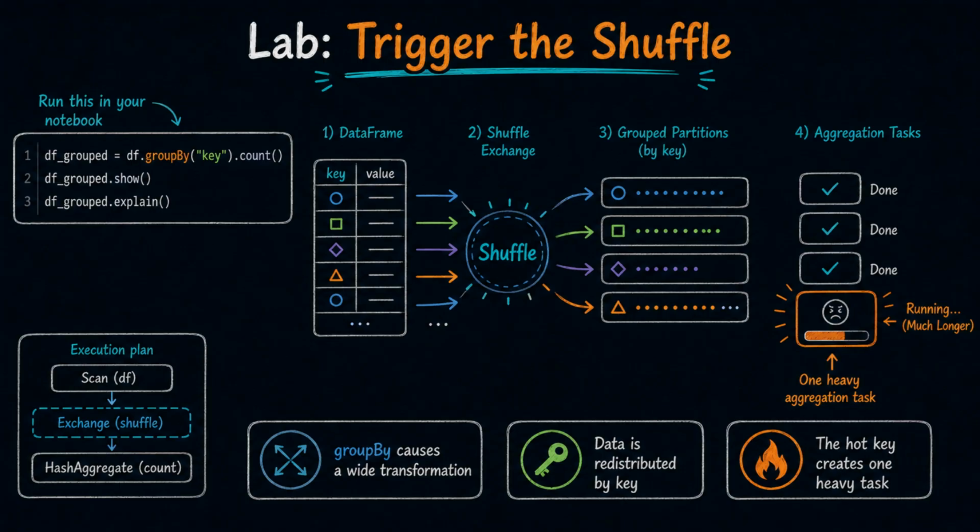In the execution plan, you typically see an exchange step followed by a hash aggregate step. The exchange step indicates the shuffle process, where data is moved around to ensure all records with the same key are grouped together. The key takeaway here is that a hot key can cause one specific aggregation task to become very heavy. This single task might slow down the entire stage, as it takes longer to process compared to other tasks. Understanding this helps in optimizing performance and avoiding bottlenecks in distributed data processing.